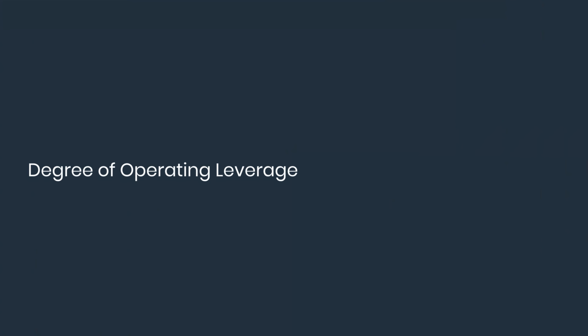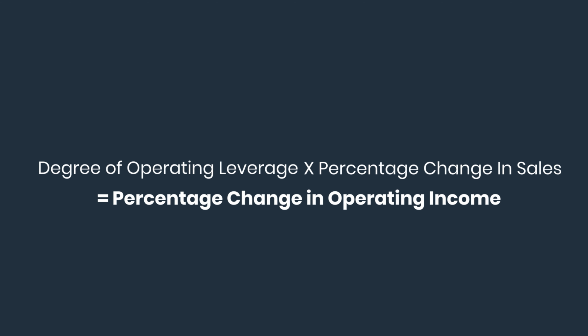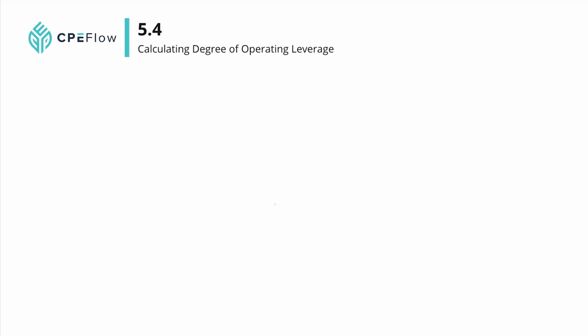Now that we know how to find the DOL, we can use it in another DOL formula to see how operating leverage impacts operating income as a percentage. Degree of operating leverage multiplied by percentage change in sales equals percentage change in operating income. So let's say that House of Coffee had a 20% increase in sales. Based on their DOLs, we can find the percentage change in operating income.